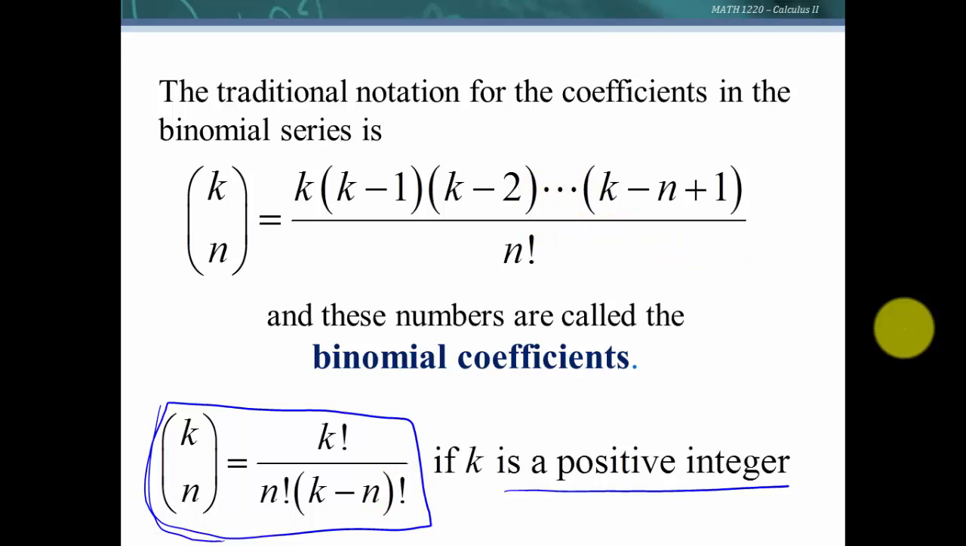Now make sure you watch some examples so you can see that when our k is a positive integer, it's just very similar to a binomial expansion like we learned in college algebra. But we now can express these when our k is not a positive integer. It could be a fraction, it could be a negative, and we'll have some examples that follow to show us this.